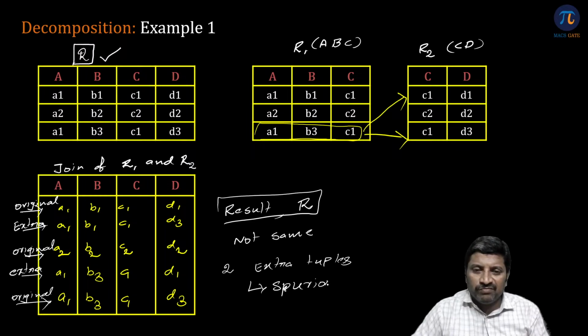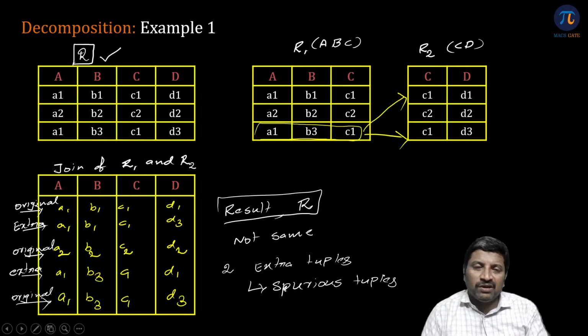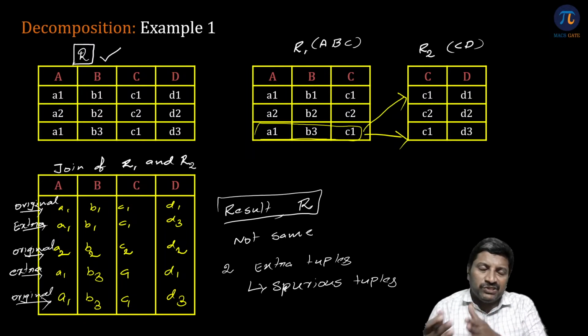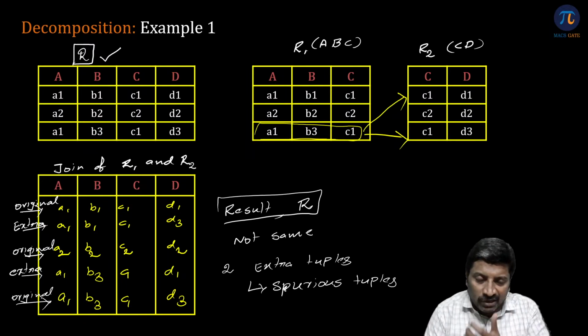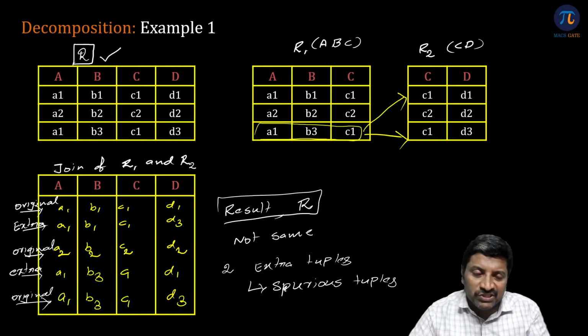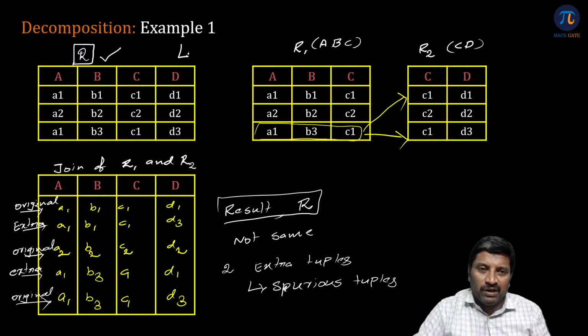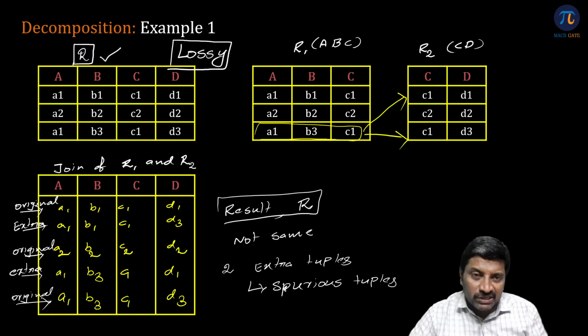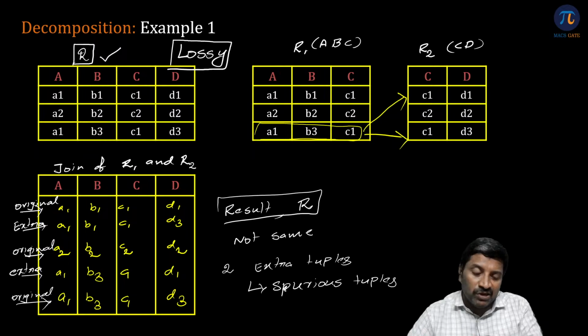This is a technical term we use: spurious tuples or false tuples. They are not in the original table because this decomposition is not satisfying the lossless property. We are getting some extra tuples which are not original tuples. So this example is a lossy decomposition. That's why we don't consider it, because the lossless property is mandatory. Now let me give one more example so that we can understand what is lossless.